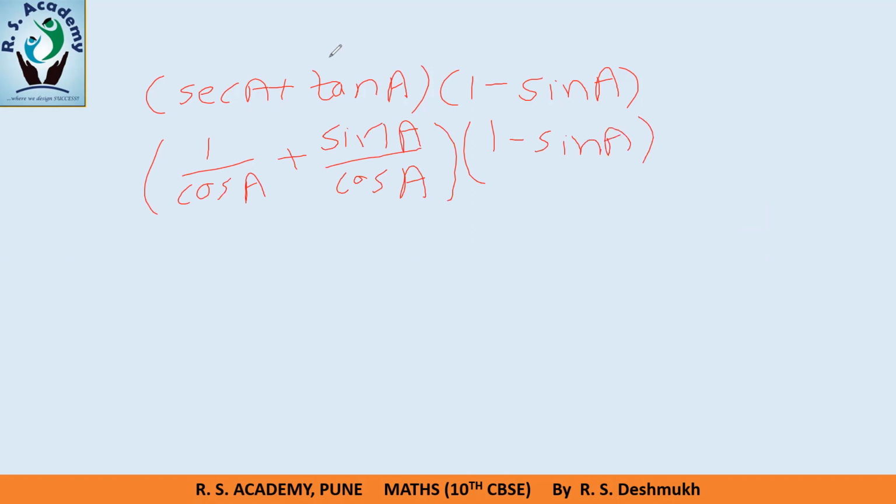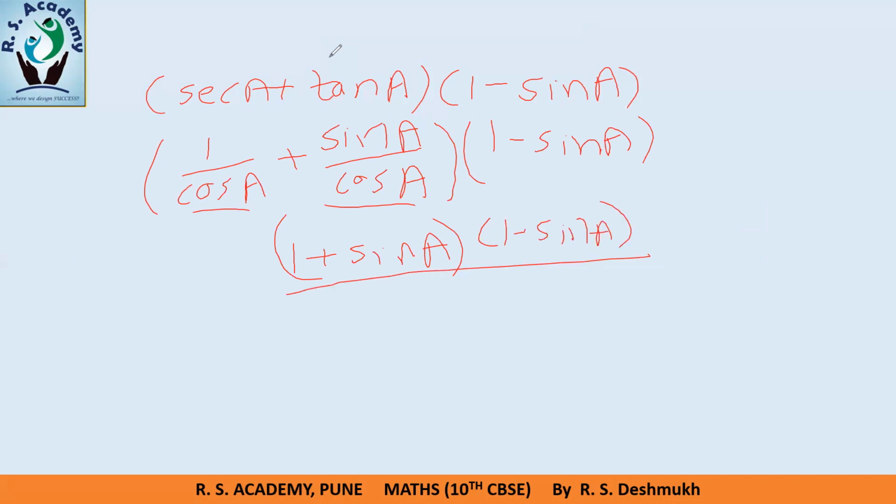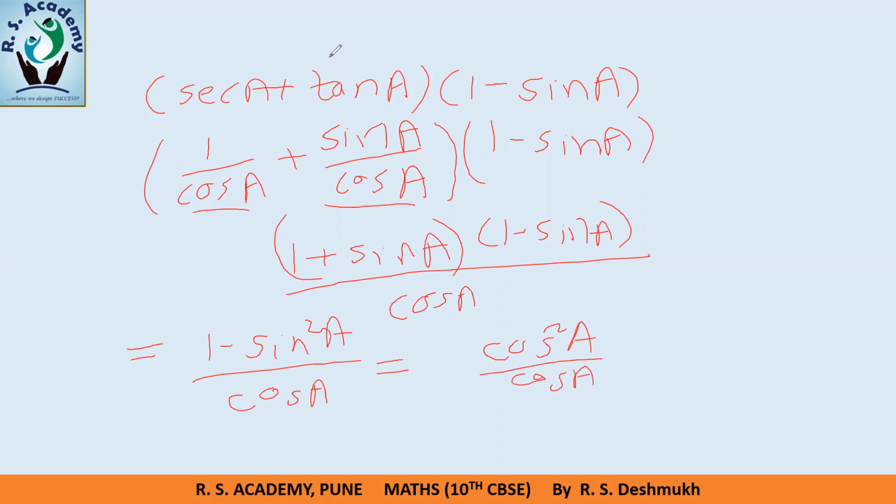Those who looked at the problem up to here may have figured out the answer already. The denominator is same, so the numerator should be added. It is 1 plus sin a, and this is 1 minus sin a, whole divided by cos a. But 1 plus sin a into 1 minus sin a, a plus b into a minus b gives 1 minus sin square a upon cos a, but 1 minus sin square is cos square, so it is cos square a upon cos a, and that is equal to cos a.